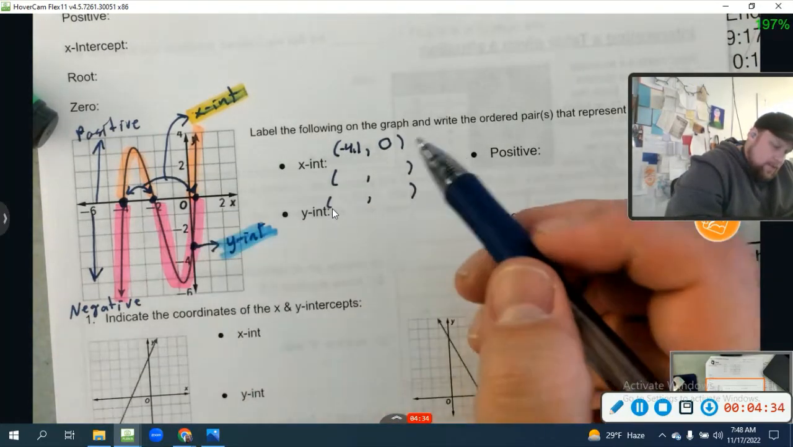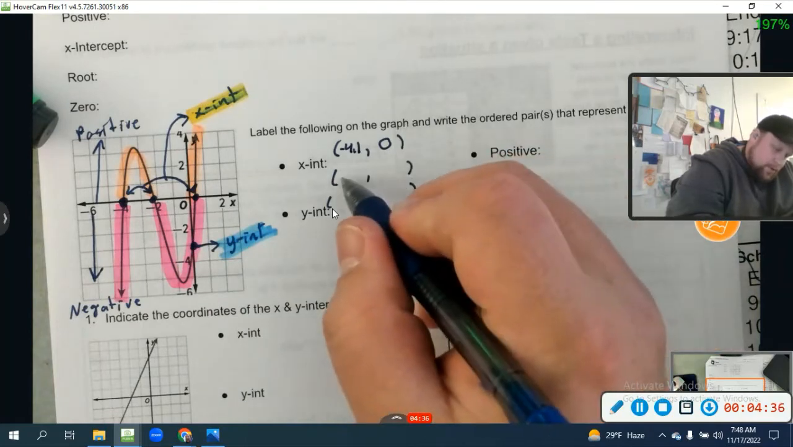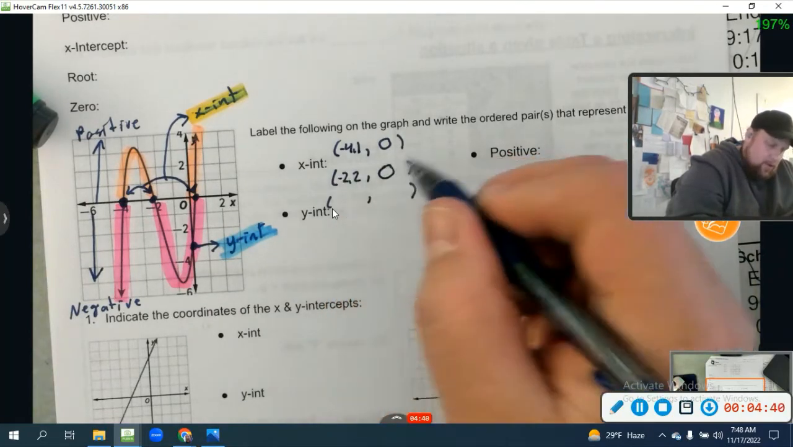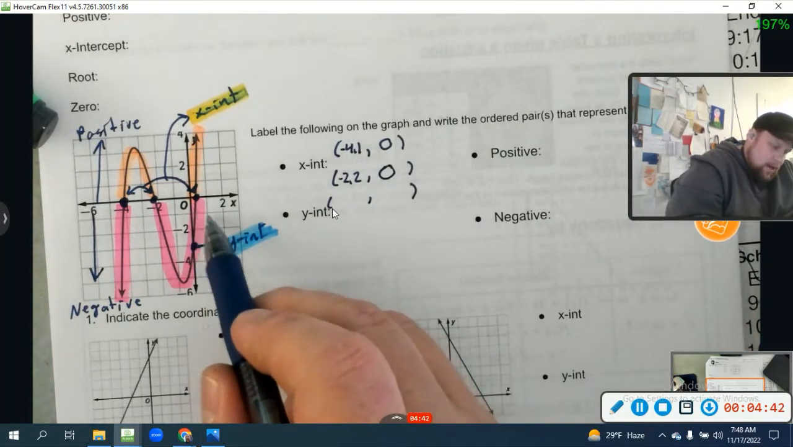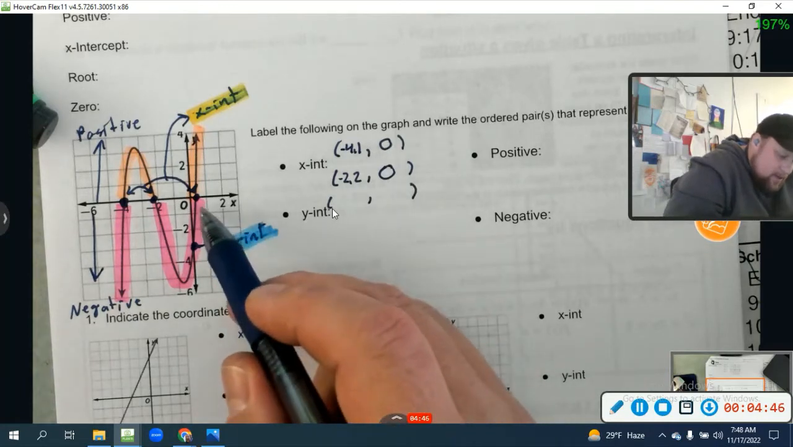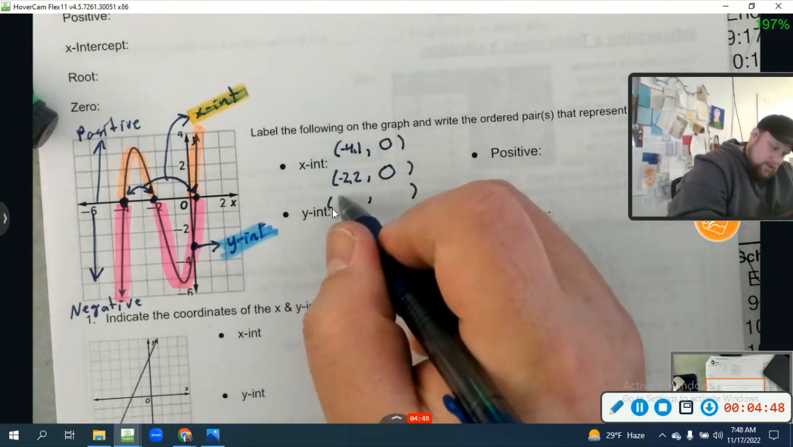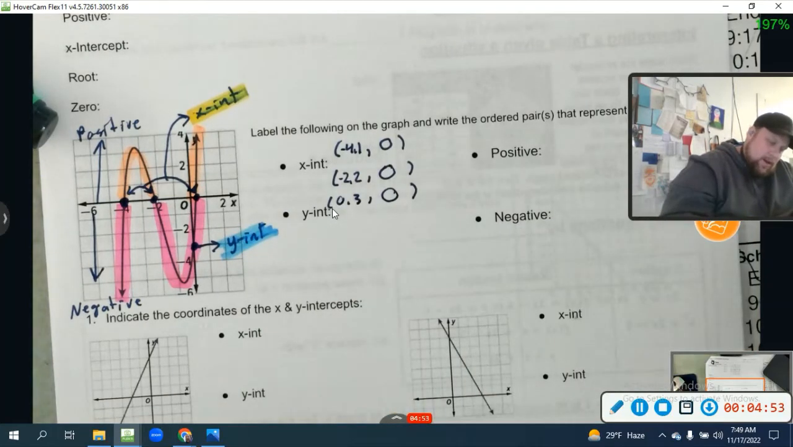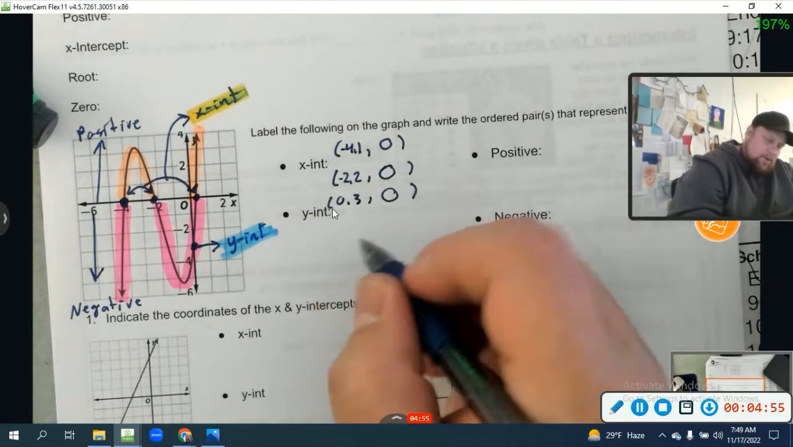Right here, we see that's about -2.2 on the x, and again, 0 on the y. And then right here, that looks almost like 0.3-ish, 0.3, and still 0 on the y. Probably should give an extra room here, but there we go.